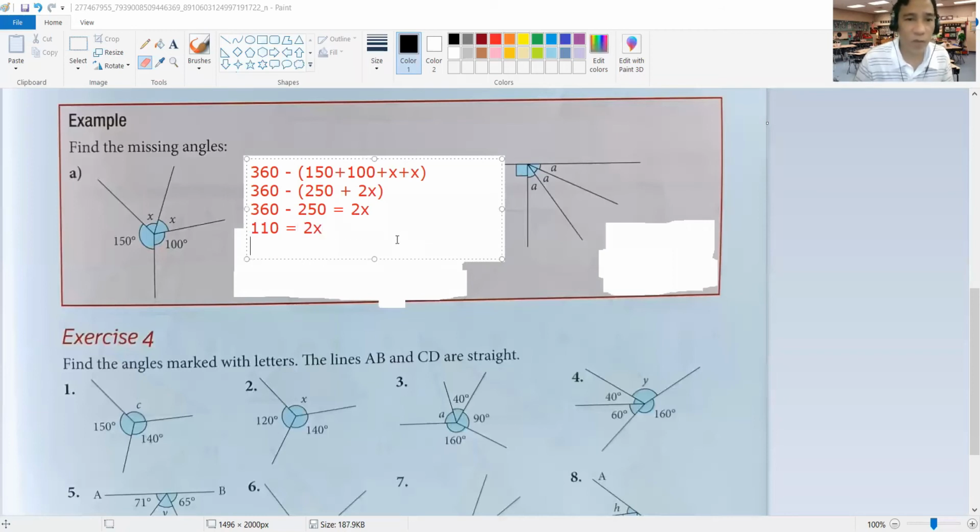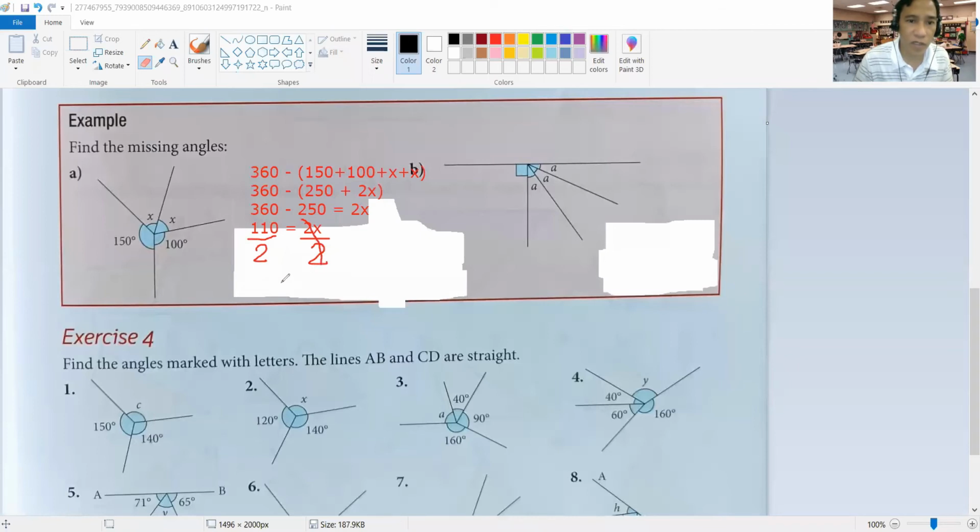To find the value of x, all you have to do is divide both sides by 2. Divide both sides by 2, and you've got x here. So the value of x is 110 divided by 2, that is equal to 55 degrees.